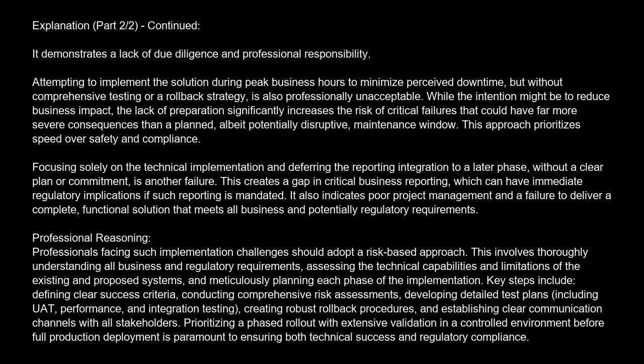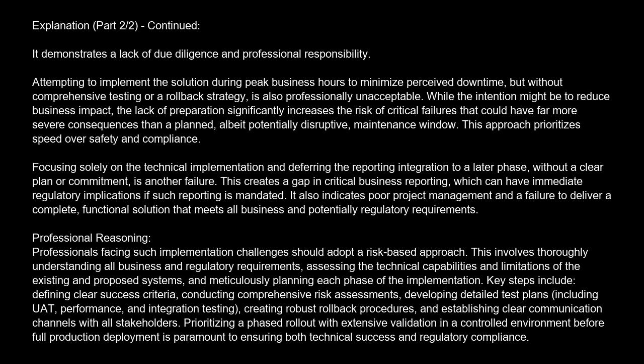Professional reasoning. Professionals facing such implementation challenges should adopt a risk-based approach. This involves thoroughly understanding all business and regulatory requirements, assessing the technical capabilities and limitations of the existing and proposed systems, and meticulously planning each phase of the implementation. Key steps include defining clear success criteria, conducting comprehensive risk assessments, developing detailed test plans including UAT, performance and integration testing, creating robust rollback procedures, and establishing clear communication channels with all stakeholders.